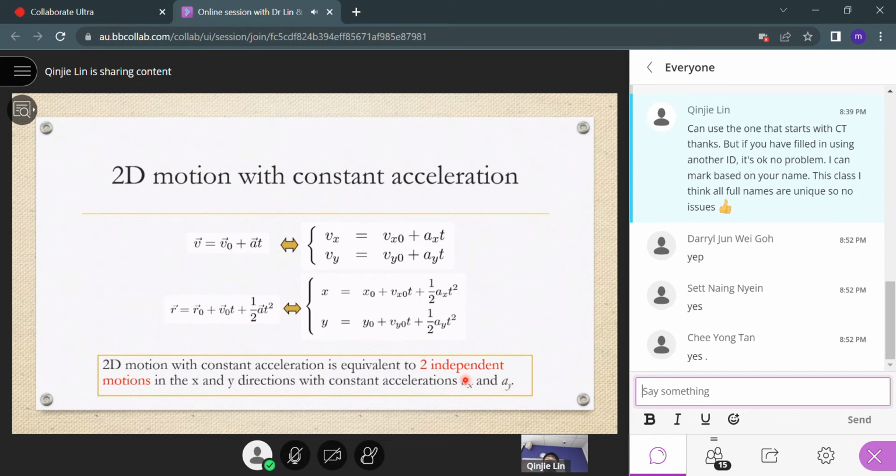And this concept, right, we'll be using to solve 2D motion. Okay, so we will analyze in one direction first, find some info, then use the new info in another direction to find more info. Okay, something like that.